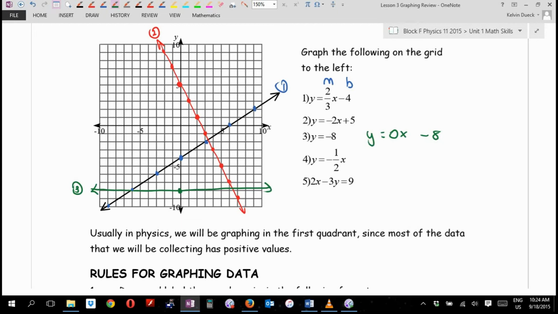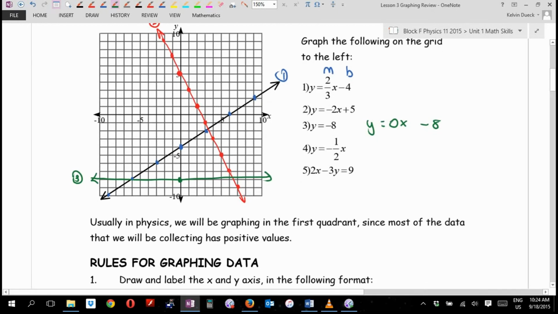Compare that, John, with this next one, example 4. Is it a line? How do you know? No funky stuff. No square, no cube, no square root, no sine, no tangent, no any of the other weird stuff on your calculator. None of that. Okay. Is the y by itself? Yeah. Well, then this is in slope-intercept form.